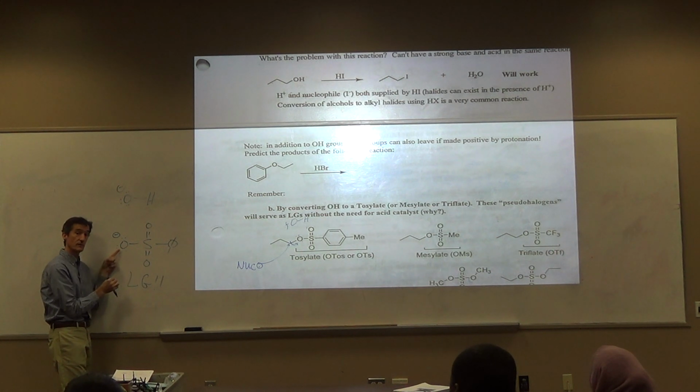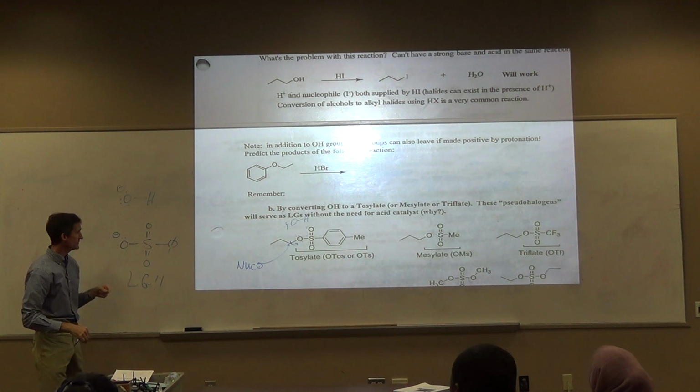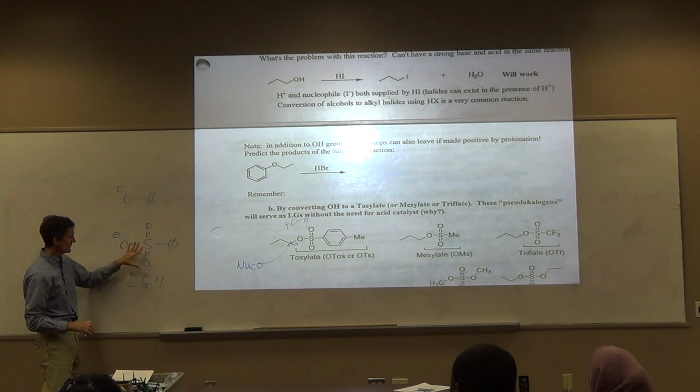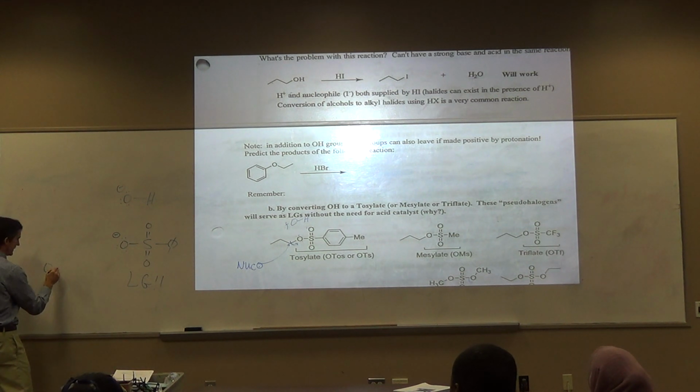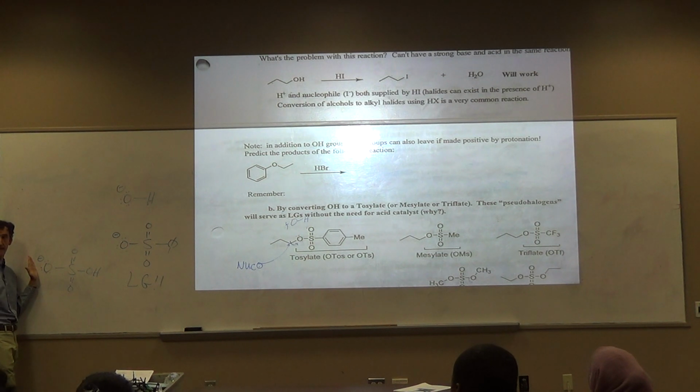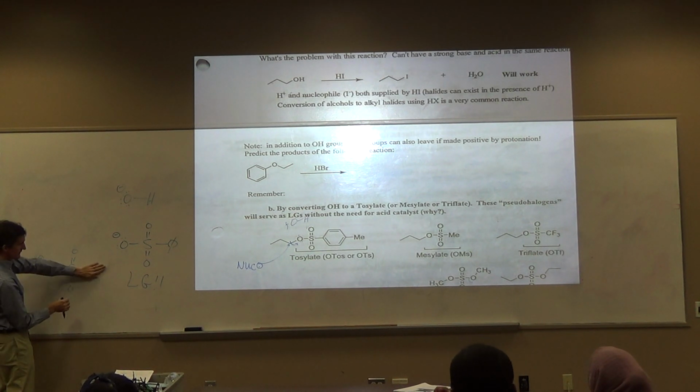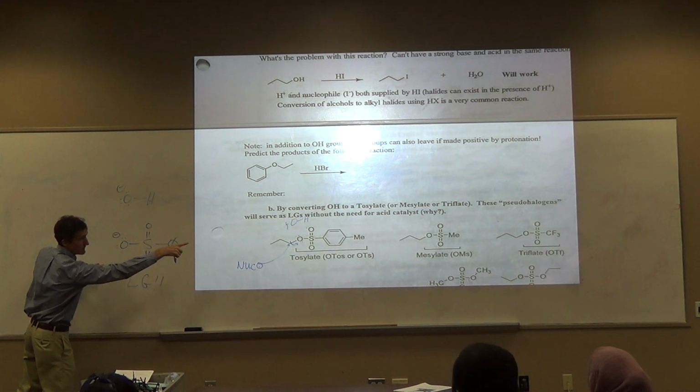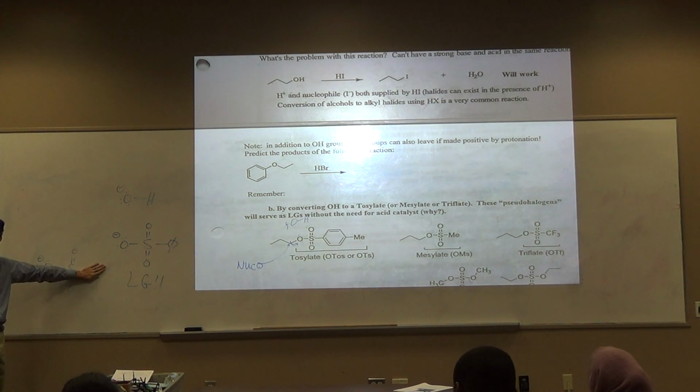Other oxygen. Very delocalized. This kind of looks like... what is this? This is the conjugate base of sulfuric acid, which is very stable. That's why sulfuric acid is a very strong acid. Very stabilized. The only difference is this OH is replaced with a toluene group. Okay? It's a very stable anion.